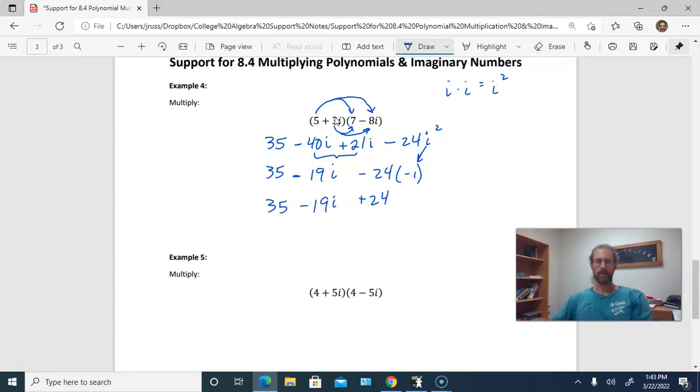And then we can combine the two real numbers here, guys. The 35 and the 24, that's going to give us 59. And then write your imaginary number, the -19i, second. Okay, so now we have it in that a plus bi form. And so this is another complex number.